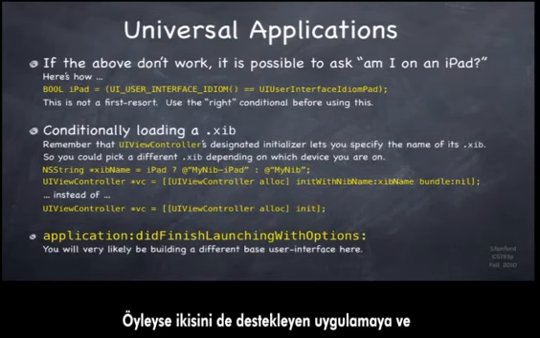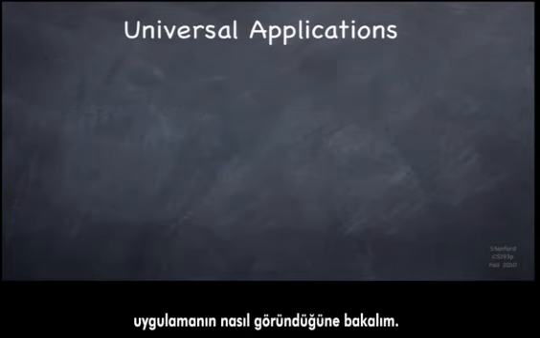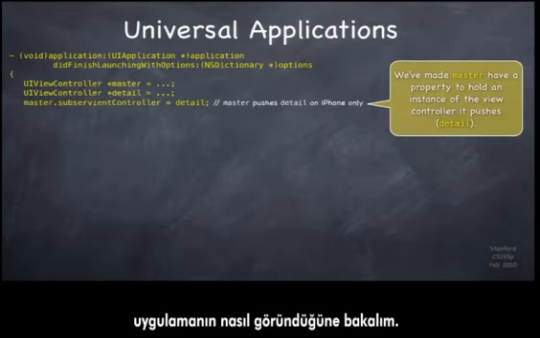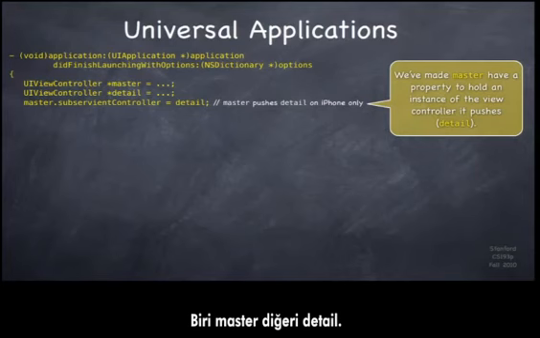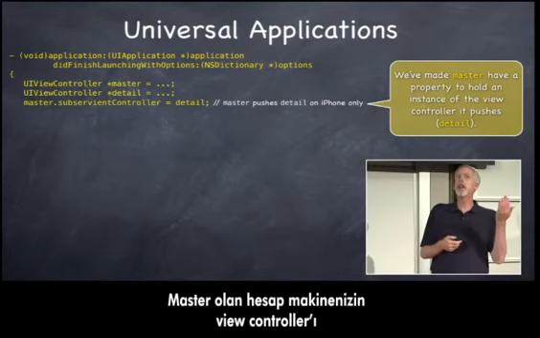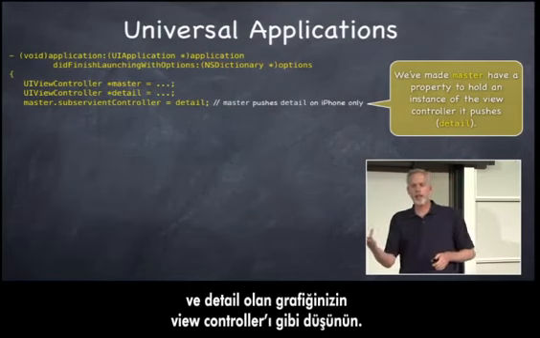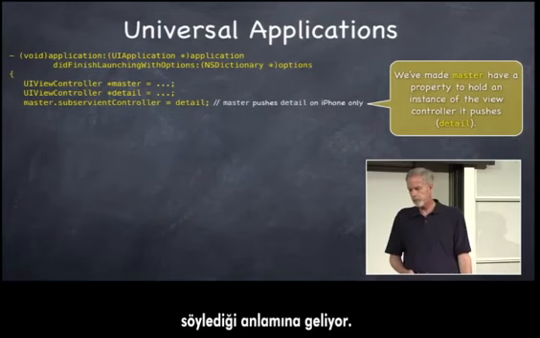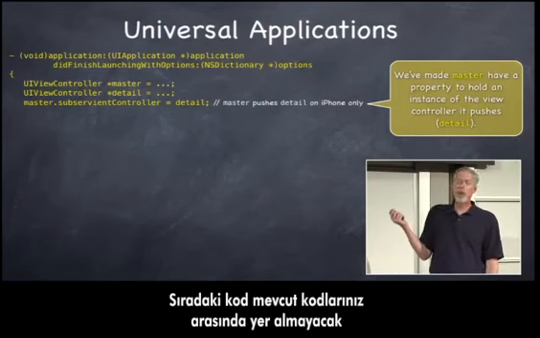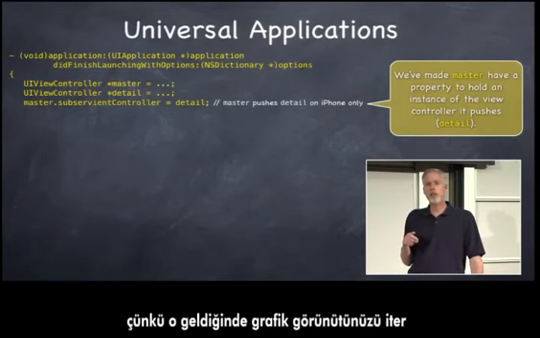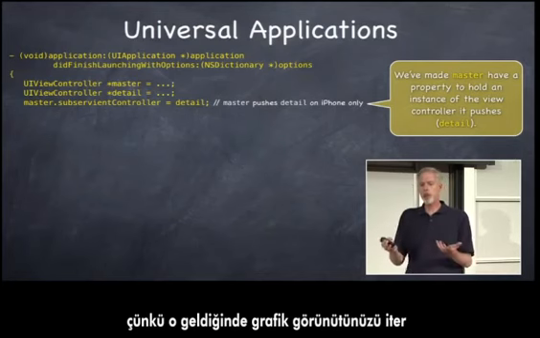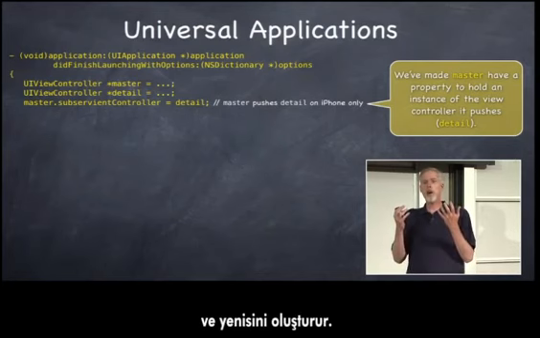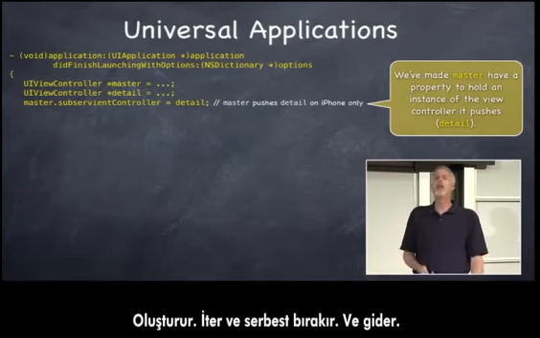So let's look at what an application that's trying to support both might look like in its application did finish launching with options. So I have two view controllers here. I'm calling one master and one detail. One is a master like your calculator view controller, and one is a detail like the graph view controller, meaning that the master is telling the detail what to do. Now, you don't have this next line of code in your current code, because when it comes time to push your graph view, you just create one. Create it, push it, and release it. Off it goes. Does what it does.